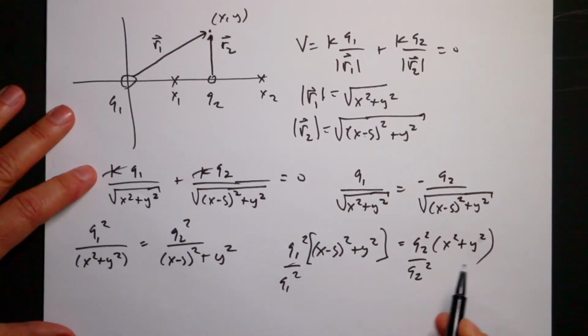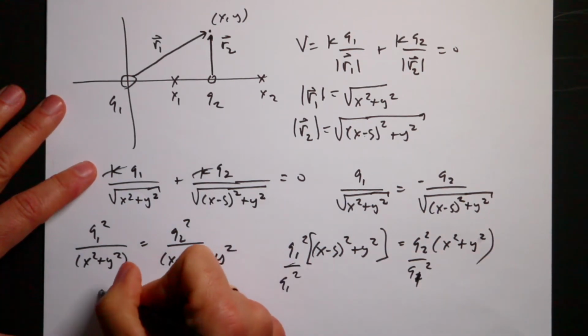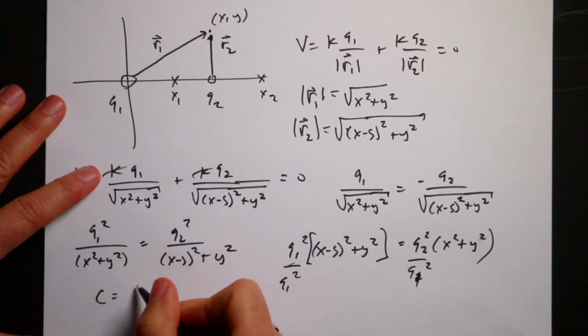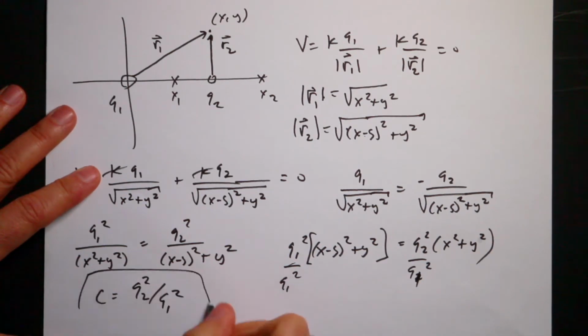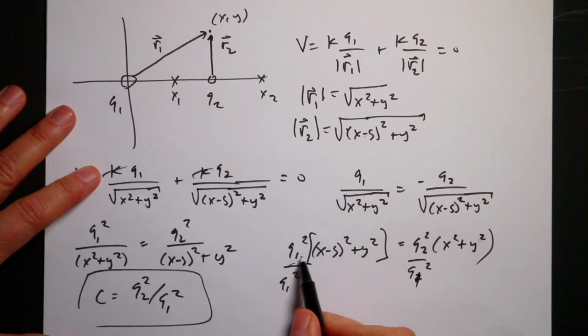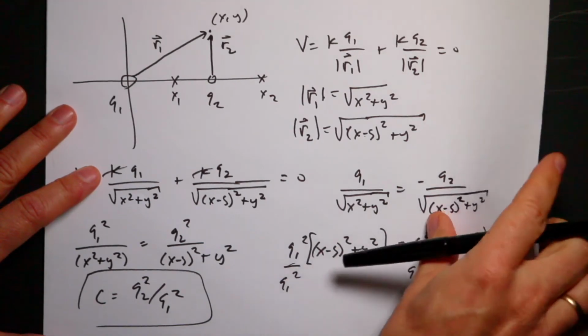And then I'm going to call this c equals q2 squared over q1 squared. It's just a constant, right? That way I just have a constant there and I don't have a constant over there. It just makes my algebra a little bit less messy, more tidy.